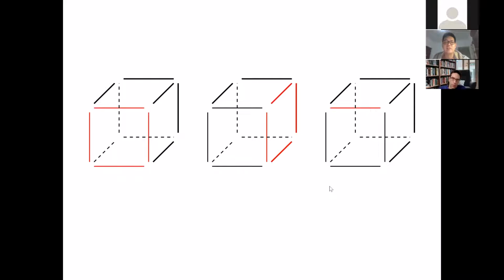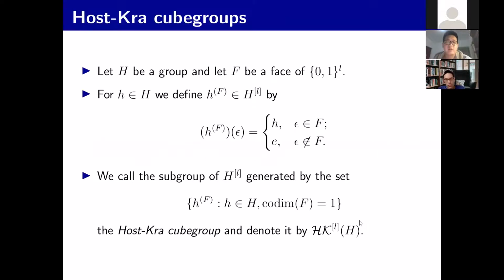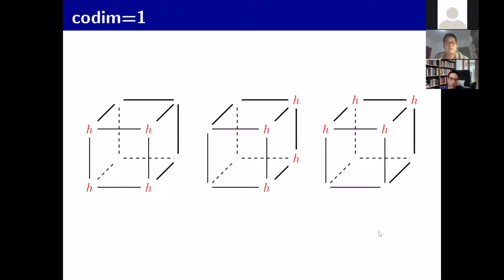A trivial fact is that a face can be divided into the union of subfaces of higher codimensions. So we can define the Haussler cube group. The Haussler cube group is defined as follows, where F ranges over all faces of codimension 1. Here are some examples, and here is for codimension 2.